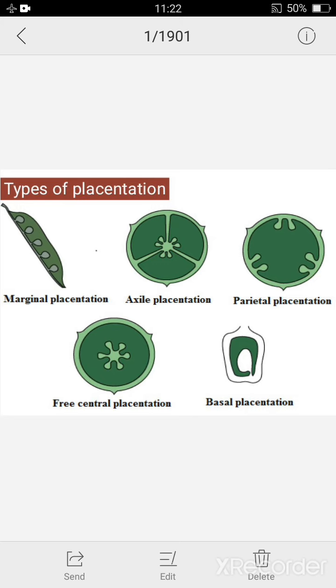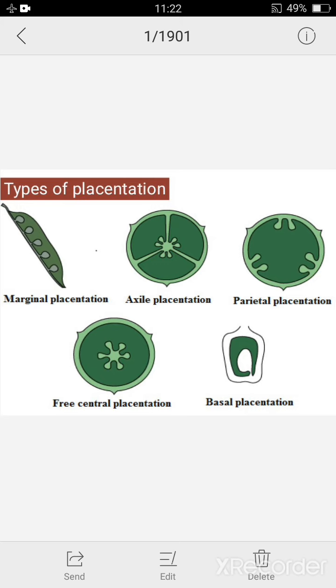What is this parietal placentation? What is the unique characteristic of parietal placentation? Please watch the diagram on the screen, students. In this placentation, the ovules develop on the inner wall of the ovary or on the peripheral part of the ovary. There are 2 layers present: the outer ovarian wall and the inner ovarian wall. Understood? You can see the outer ovarian wall and inner ovarian wall in axial placentation also.